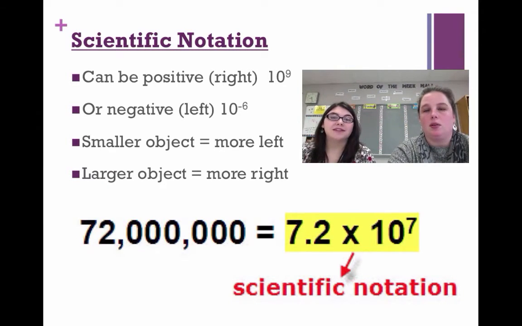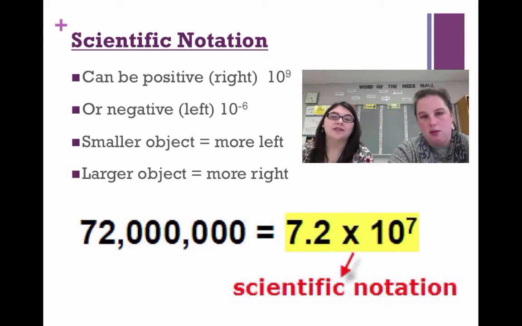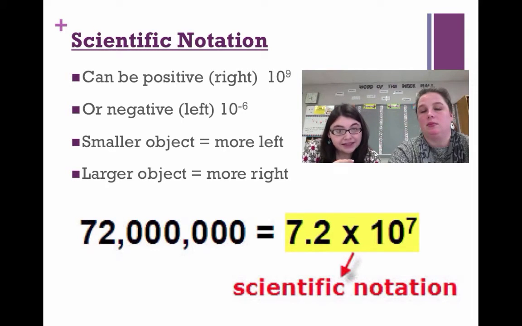So smaller objects, your decimal point goes more to the left, and larger objects, your decimal point goes more to the right. So we have the number 72 million, and to write that in scientific notation, remember we have to move our decimal point to make our coefficient between 1 and 10. So we move it in between the 7 and 2. We move it 7 places, so that's where we get our exponent of 7.